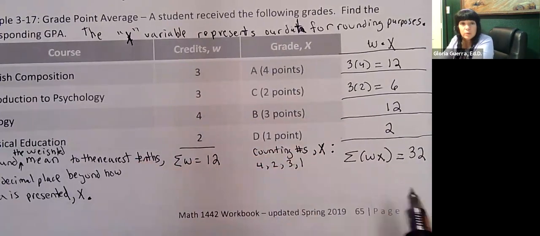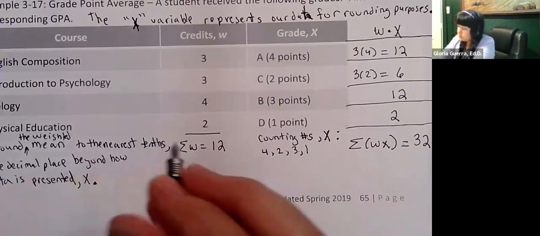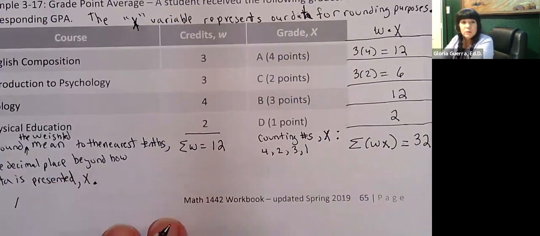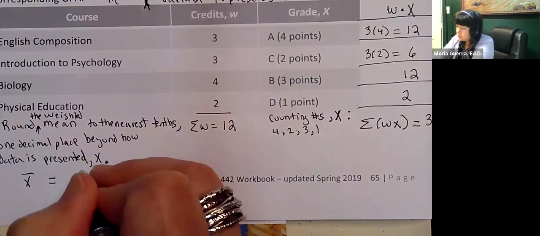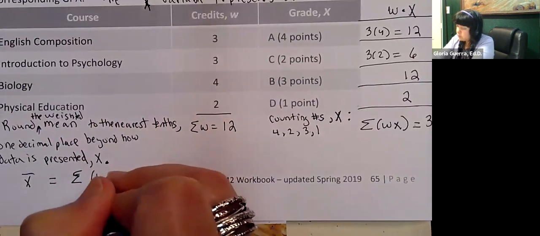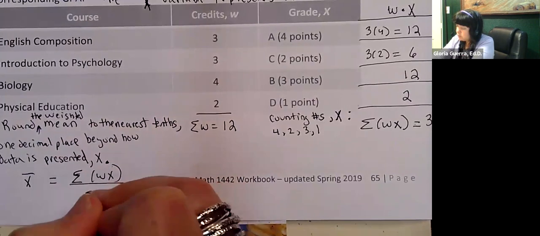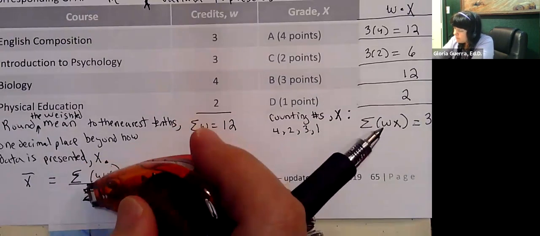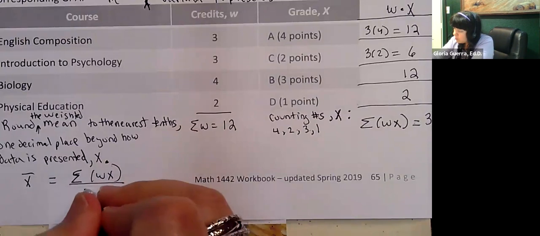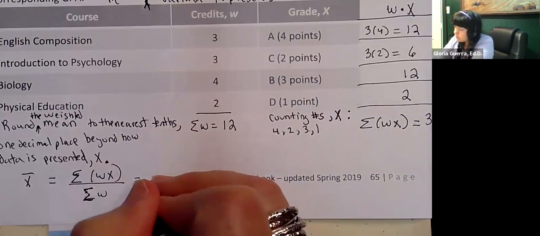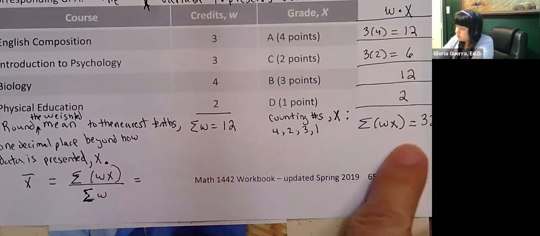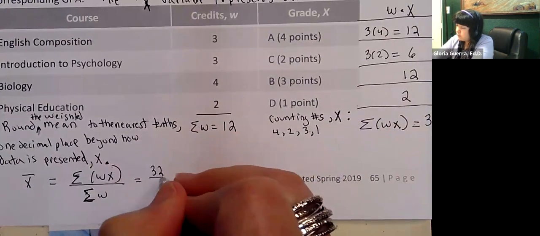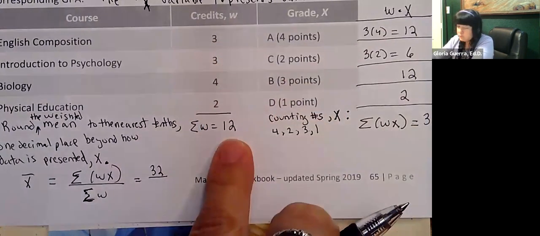So then when I start working up my problem, I have the mean, X bar, is equal to the formula. I'm going to use a shorter one: summation of W times X divided by summation of W. Summation of W times X was 32, divided by summation of W's, which is 12.